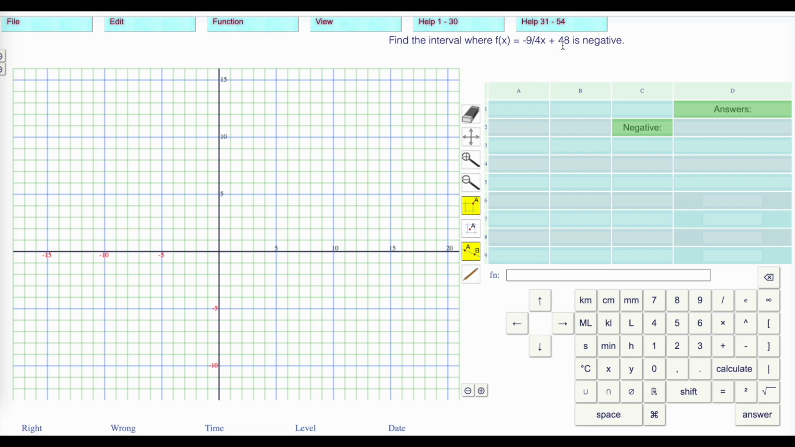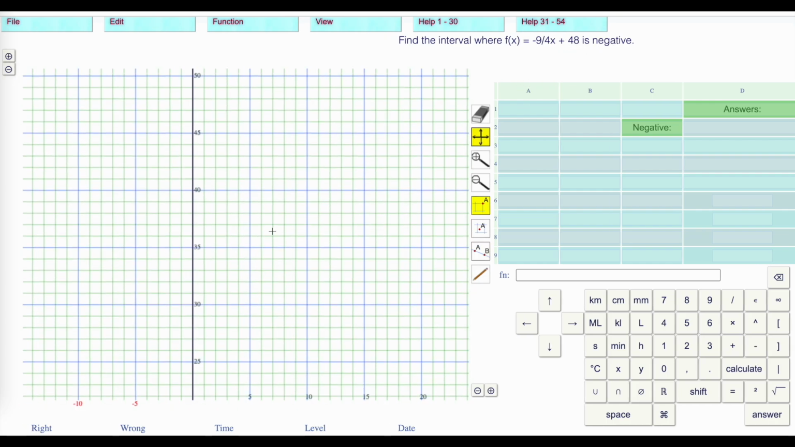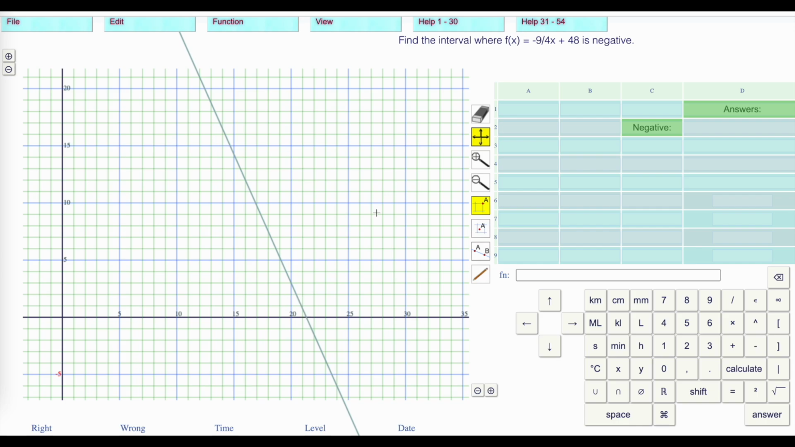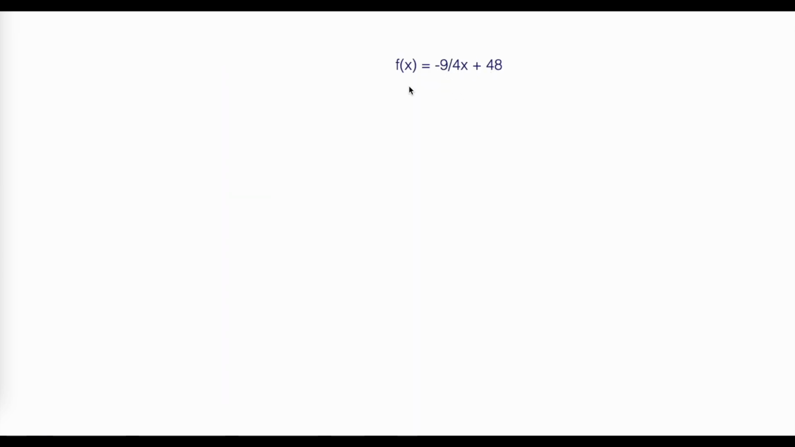Here we have negative 9/4 x plus 48. When's it negative? 48 is the b value. The slope is negative 9 over 4. I'm moving over 4 and then down 9. We want to know when it is negative. We need to know when it crosses the x-axis. We have a nice decimal here. We set the y value to 0.